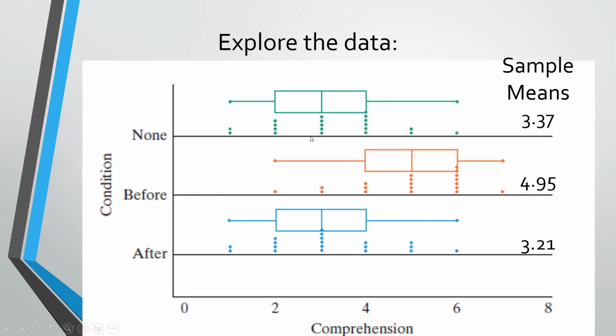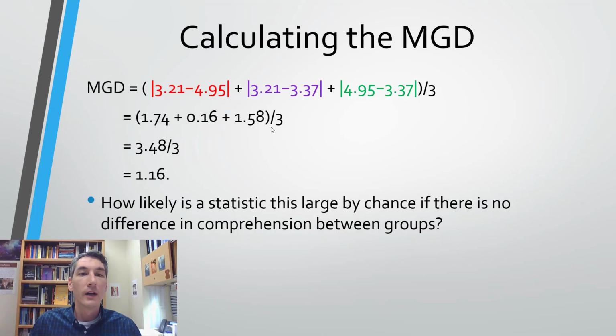Well, if we go back here, we've got sample mean 1, 3.37, sample mean 2, 4.95, sample mean 3, 3.21. So then for your mean group difference, we compare group 1 and 2, group 2 and 3, and group 1 and 3. We subtract them, make the differences positive, find the average, and that gives you a 1.16. So that is the mean group difference statistic. And then the question is, how likely is it to get a statistic this large by chance if there is in fact no difference between the groups? So this one statistic encapsulates all of the difference information for us.